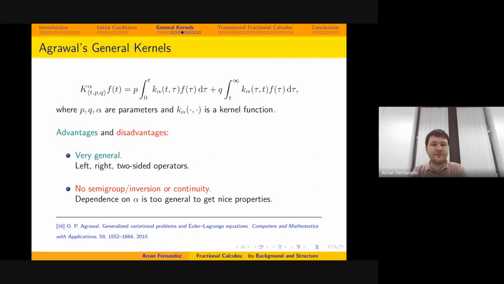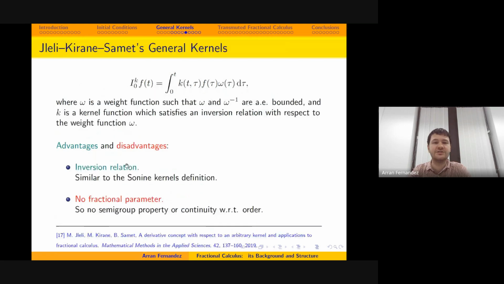Here are these other definitions. Agrawal's definition does have dependence on alpha, but it doesn't have any assumptions about how this thing depends on alpha. So there's a fractional order, but we don't know if there's a semigroup property or a fractional derivative or continuity with respect to alpha, anything like this. But at least it's general enough to include left-sided, right-sided, two-sided operators.